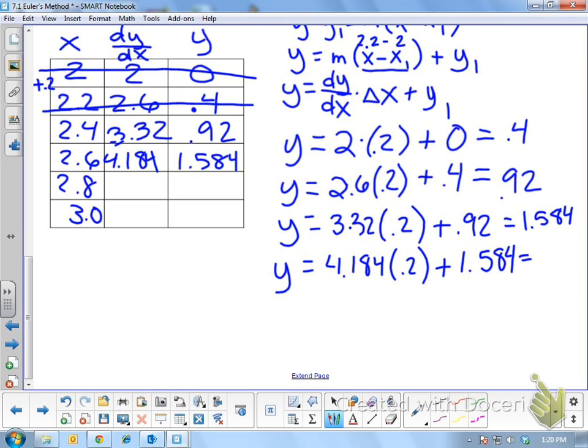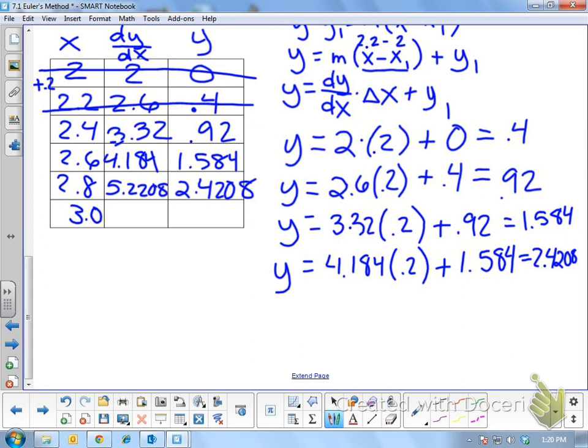That's 2.4208. I was looking at the slope column, that's why I got confused for a second. So we add them again. It's 5.2208.